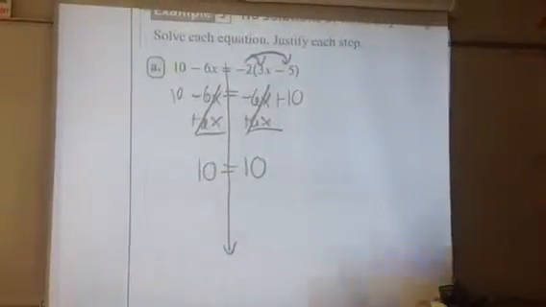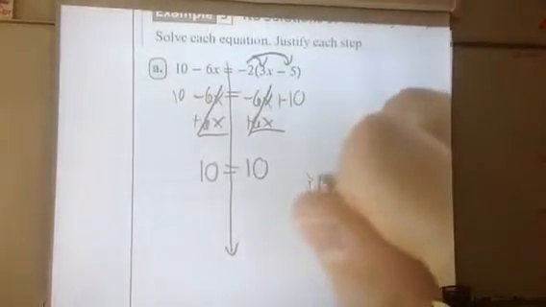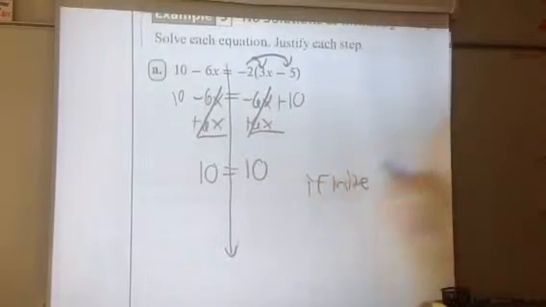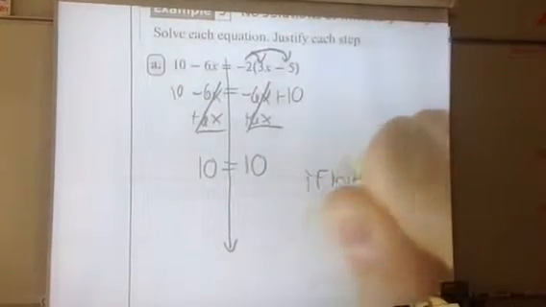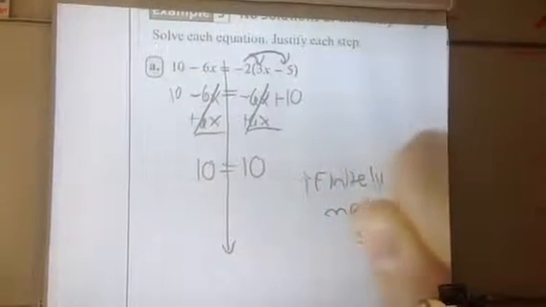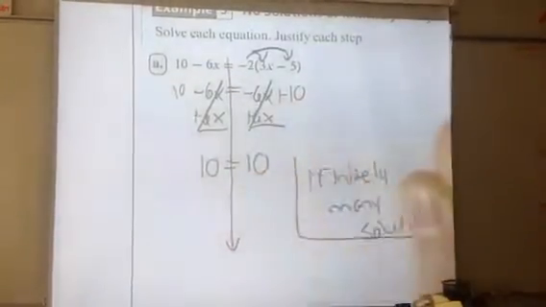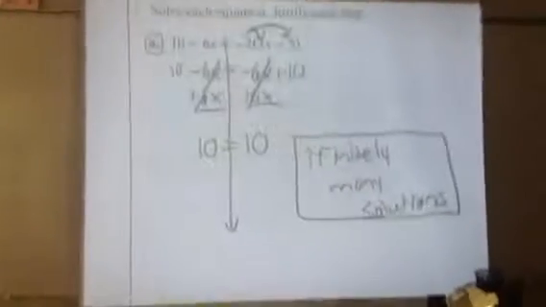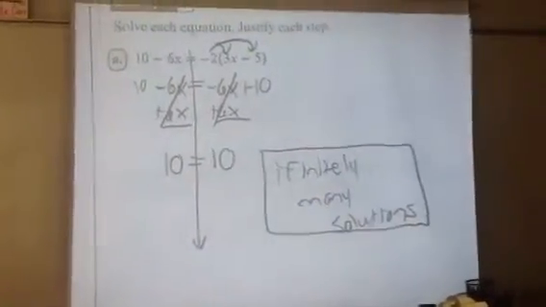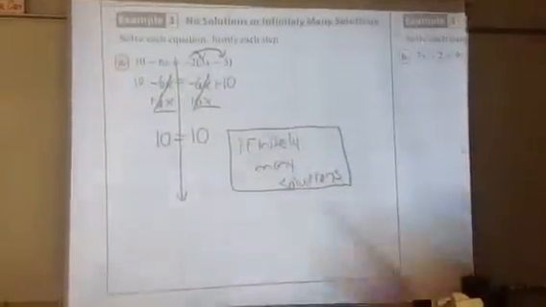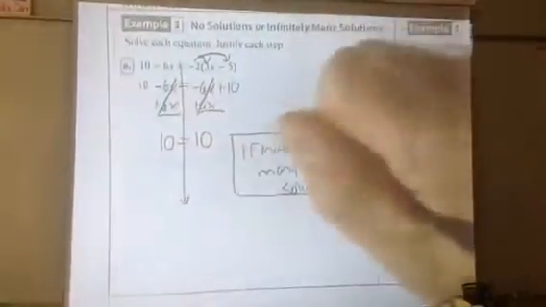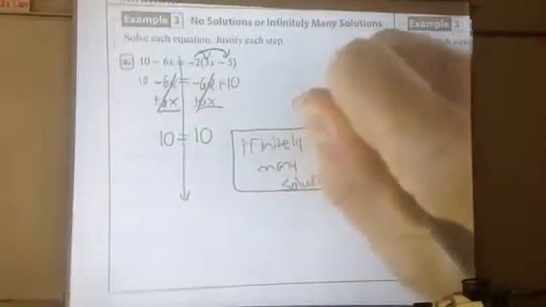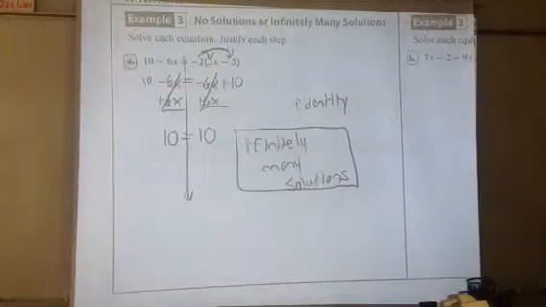10 will always equal 10, so this solution has infinitely many solutions, which means no matter what number you plug in for x, the left side will always equal the right side. If you have an identity or a true equation, if your variables cancel and you get a true equation, it's an identity which has infinitely many solutions.